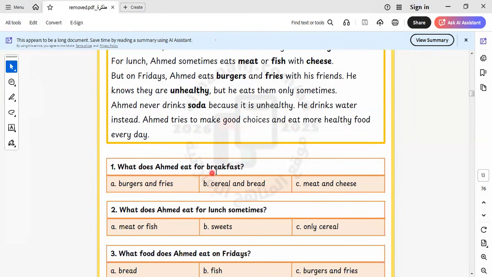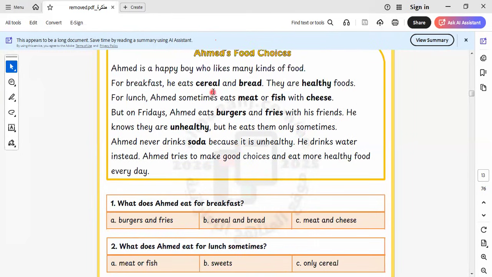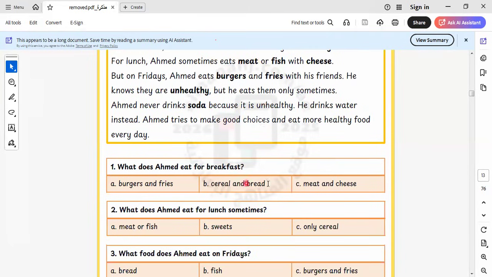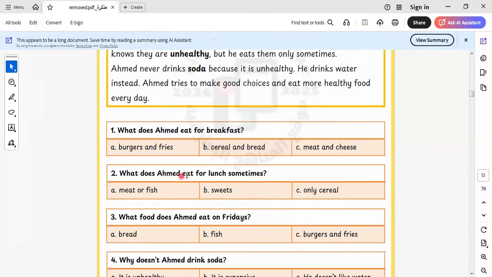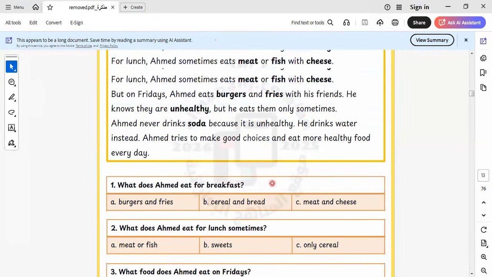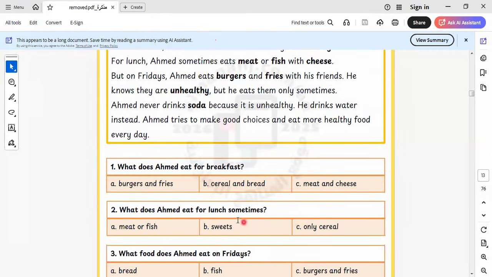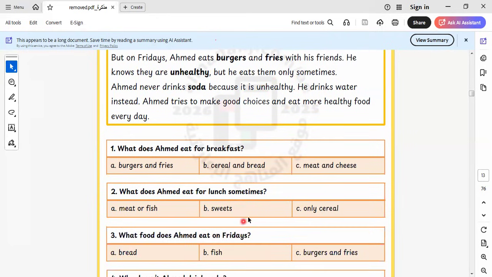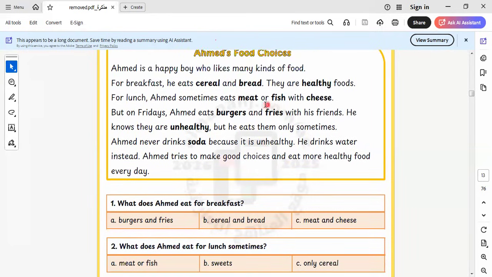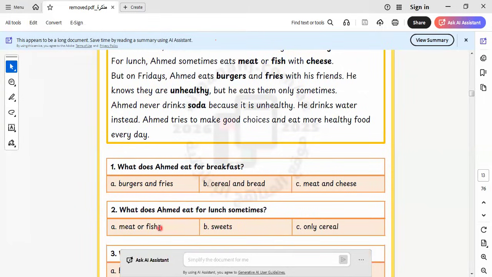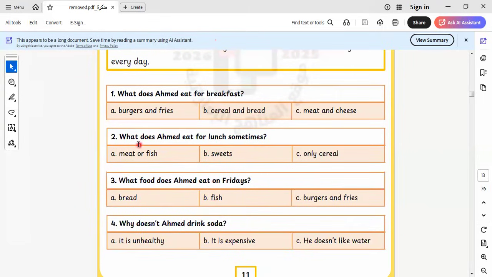So what does Ahmad eat for breakfast here? As we know, cereal and bread. So I select this one. What does Ahmad eat for lunch sometimes? Meat and fish. Here, as you know, meat and fish.